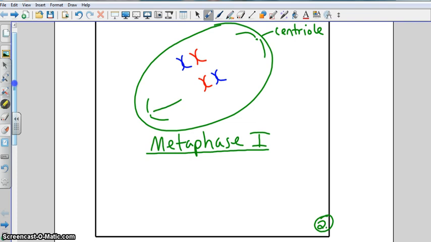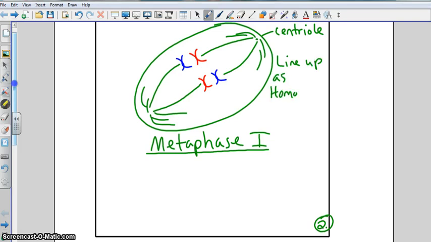So you only have 2 spindle fibers. Well, there's bunches of them everywhere, but there's only 2 that connect. So this is the way we need to draw it. If we wanted to write on the side, they line up as homologous pairs. So this is a homologous pair. What's significant about the homologous pairs is we got one of them from mom and the other one from dad.